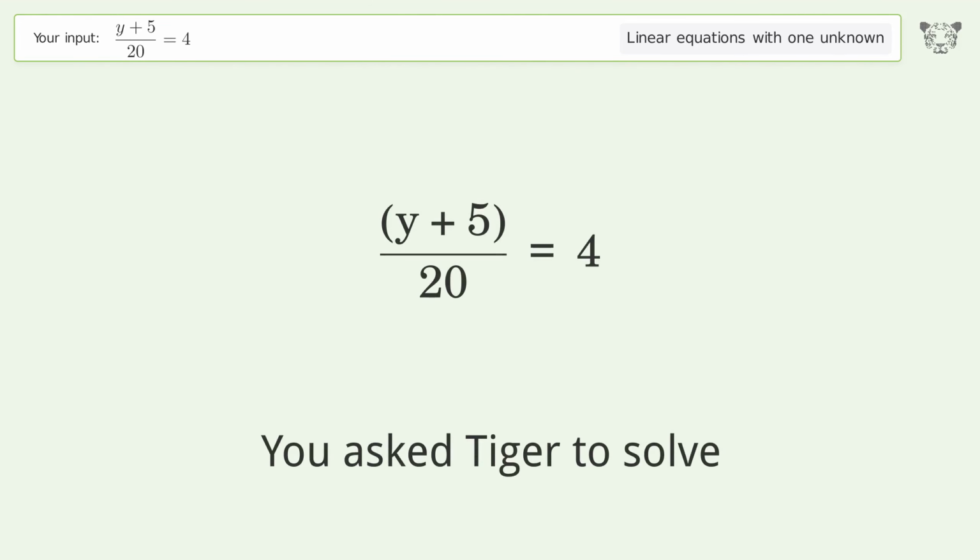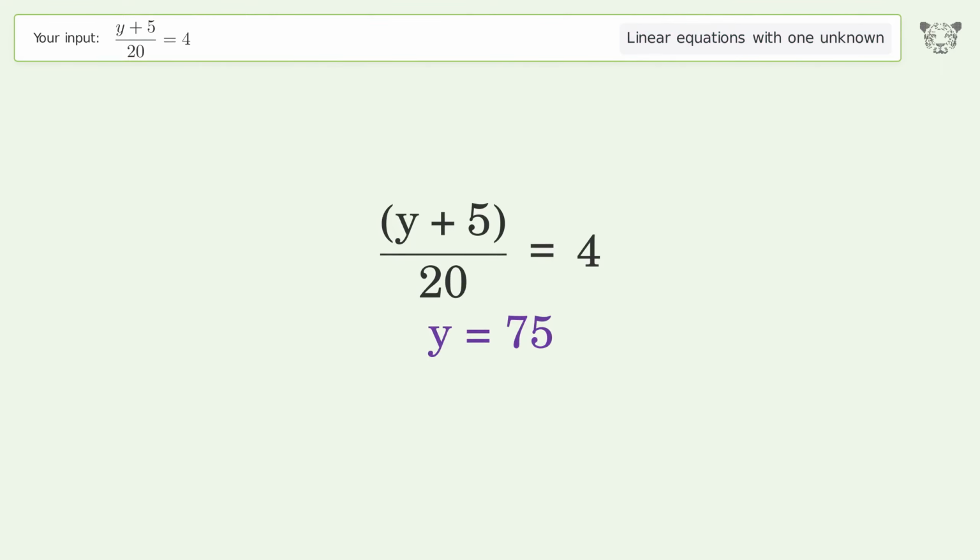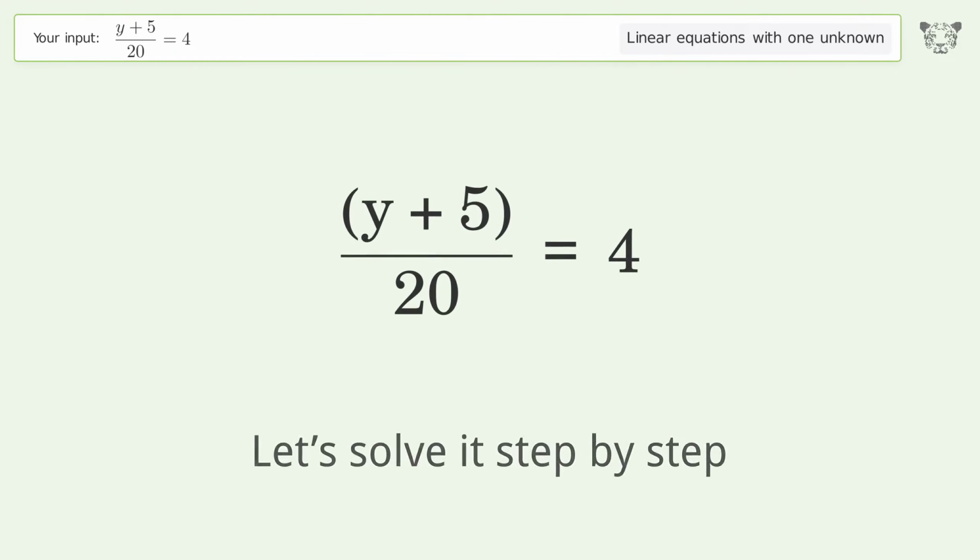You ask Tiger to solve. This deals with linear equations with one unknown. The final result is y equals 75. Let's solve it step by step.